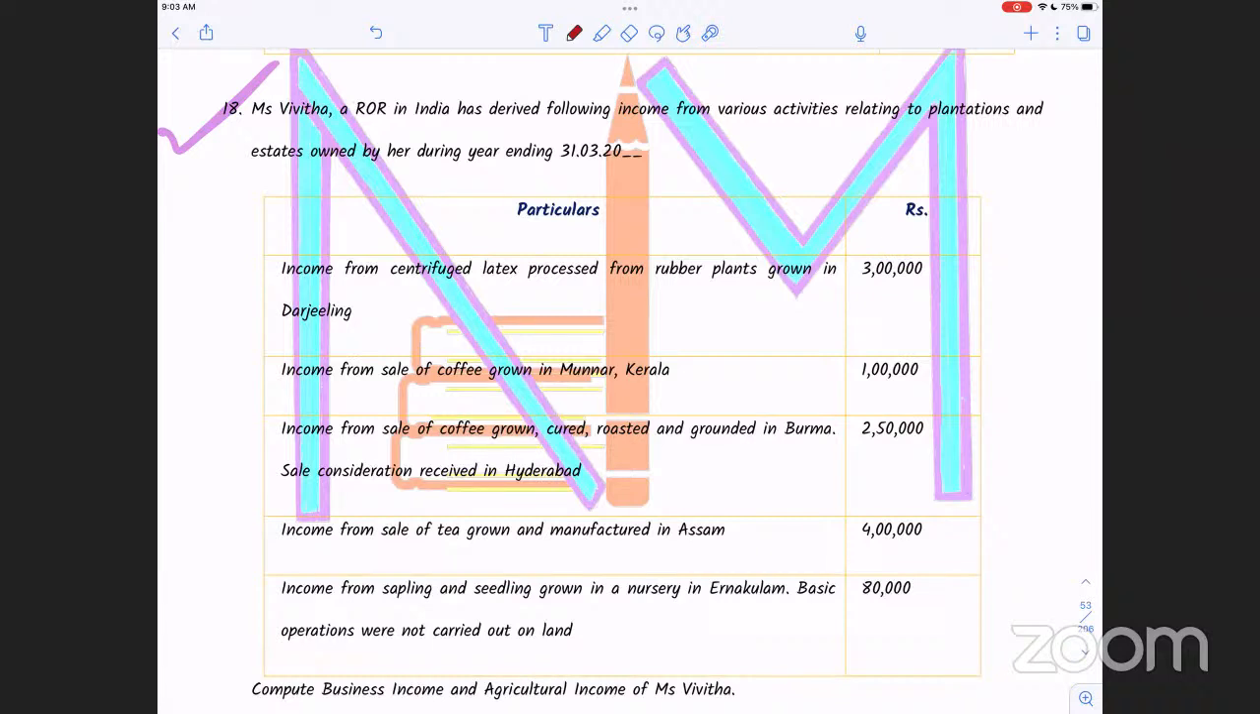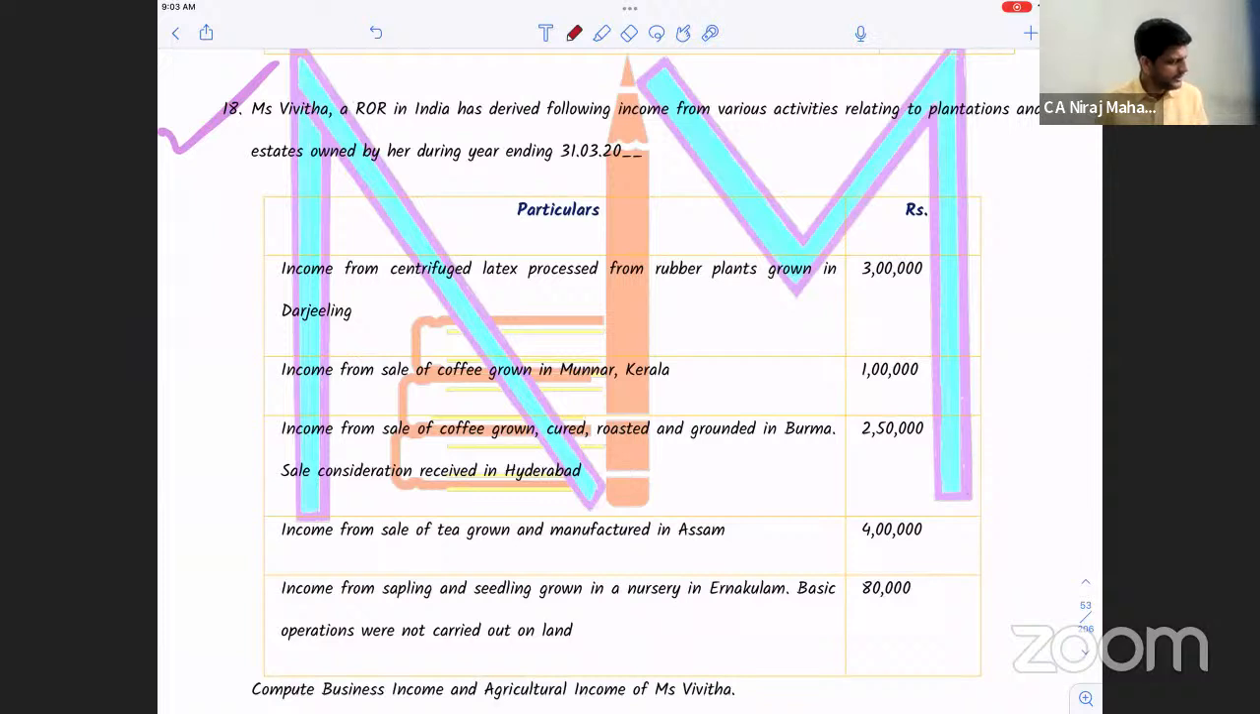Global means everything. In the globe of the world, India is not excluded. Foreign income and Indian income both. The word global means everything. So yes, Indian and foreign, so global income. ROR in India has derived foreign income from activities related to plantations and estates owned by her for the year ended 22-23.